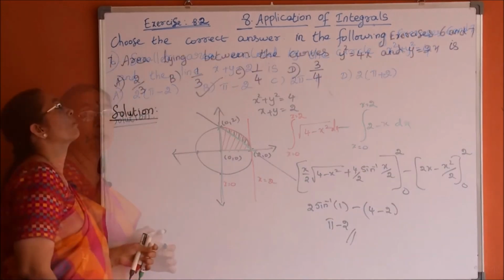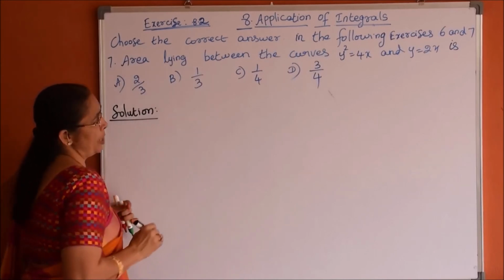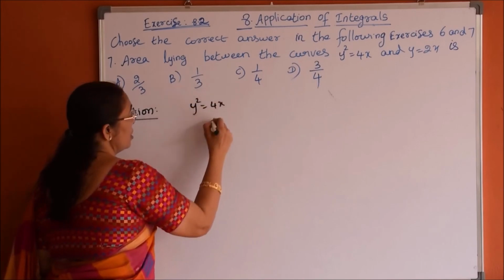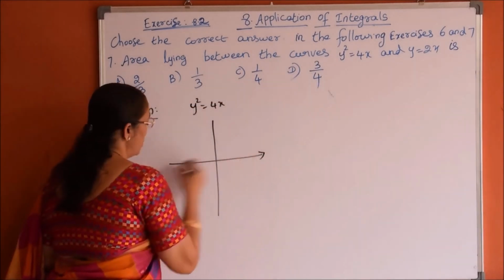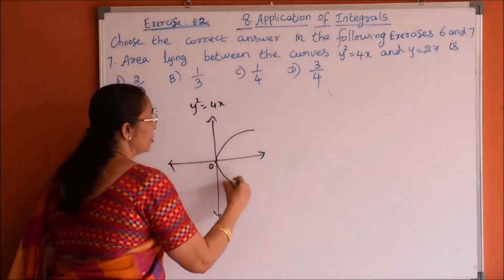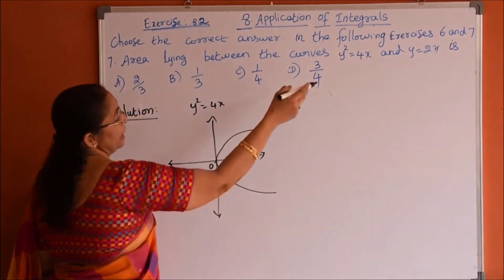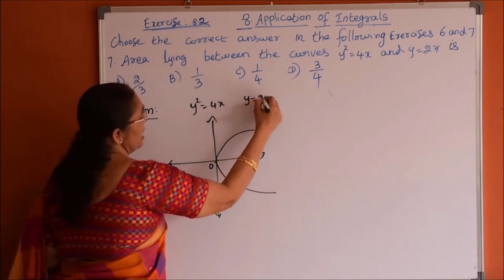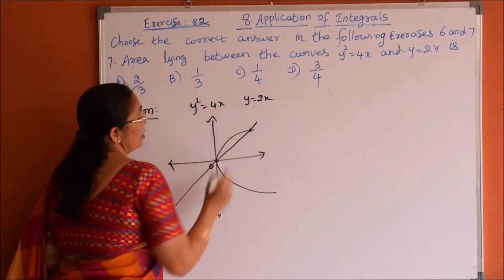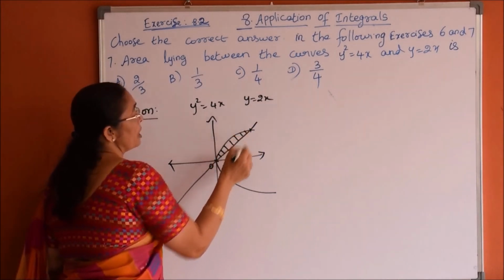Area lying between the curves y square equals 4x and y equals 2x. Y square equals 4x is a parabola symmetric about the positive direction of the x axis. So this side. This is a parabola y square equals 4x and the line y equals 2x. The line y equals 2x is a straight line passing through the origin. Now we need the area enclosed between these two curves. This is our required area.